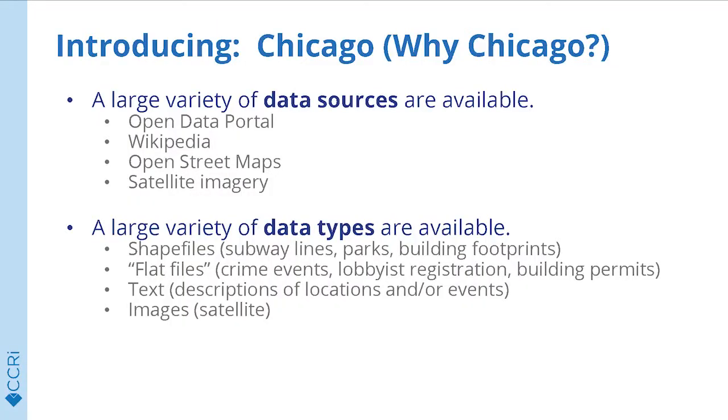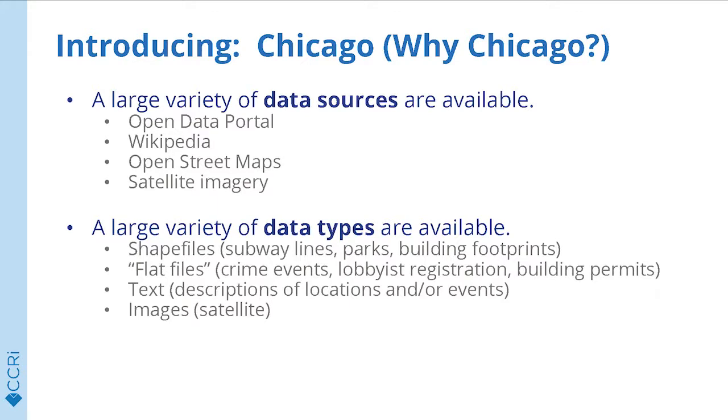So the Open Data Portal for Chicago has lots of shapefiles. You can get the L train shapefiles. You can get major roads. You can get parks, farmers markets. In shapefile format, you can get lots of flat files. So you can get a lobbyist registry if you're looking at, say, voter information, if you want to do some sort of political analysis. You can get food safety violations if you want that. There's building violations. I'm going to talk about crime events.